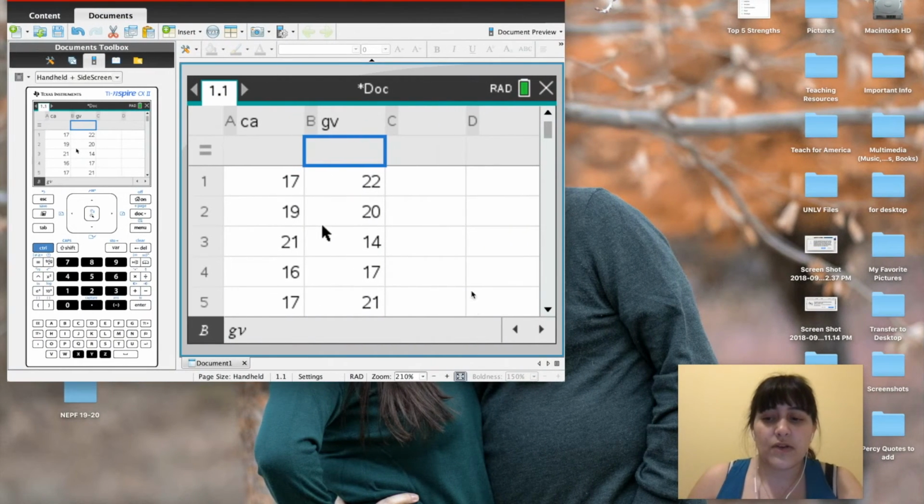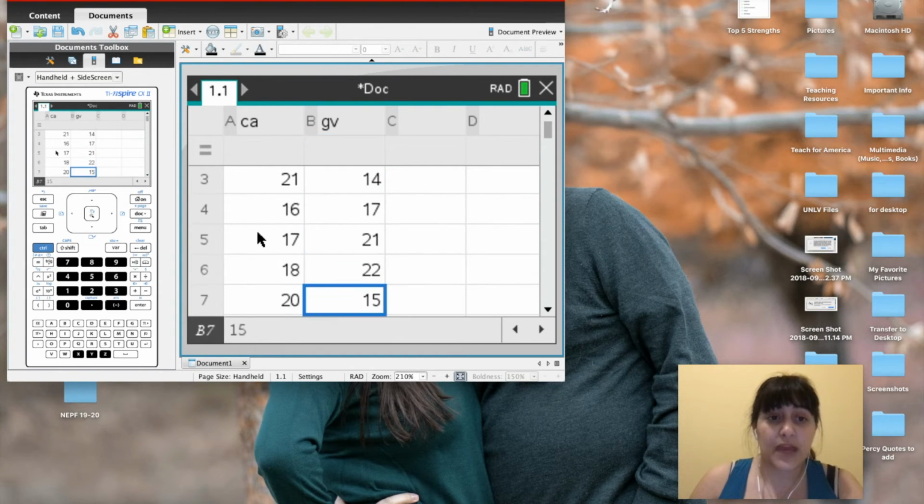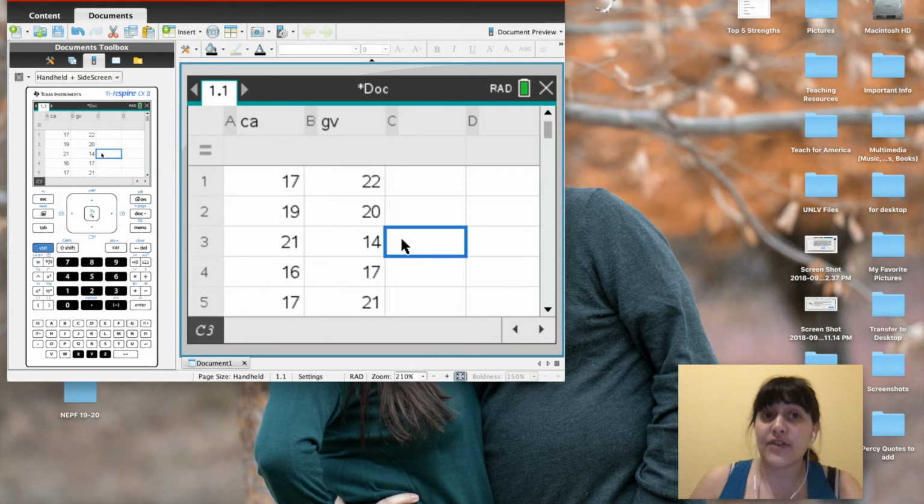Okay, so let's go over here to my screen. I already have these two data sets typed into my calculator. Okay, so if you haven't done that already, take a second, pause the video, and enter all of your data. It will be a lot easier to follow what I'm doing if you have the data already entered in your calculator. So I'm going to give you a second to do that.